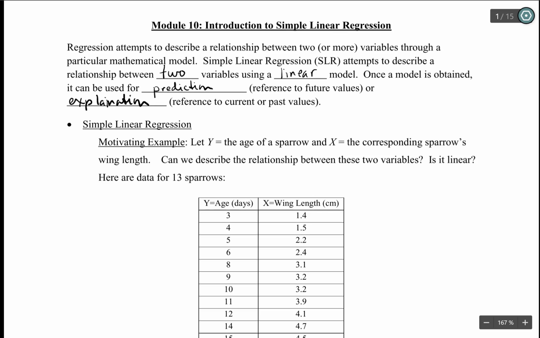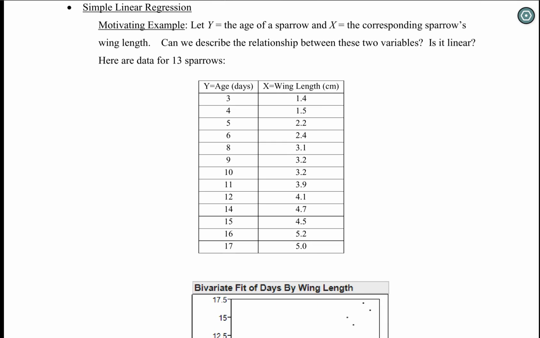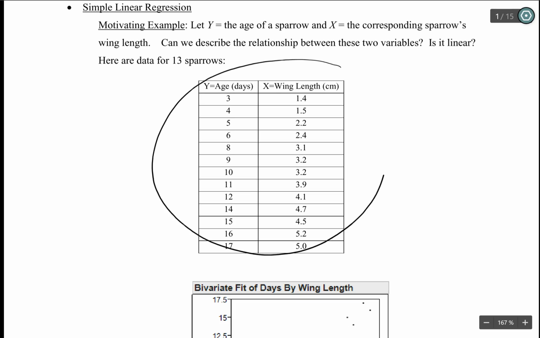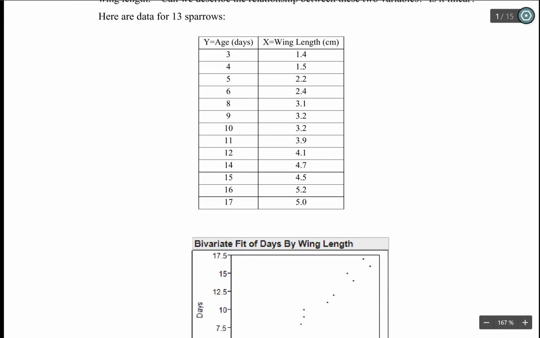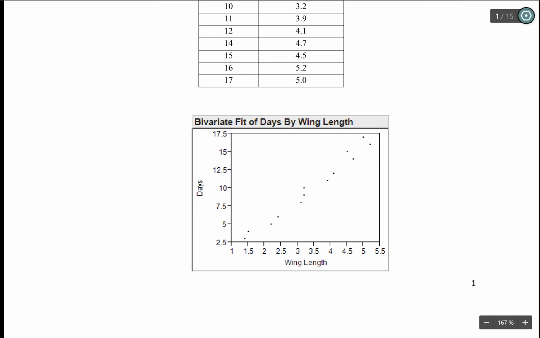All right, so simple linear regression. Let's motivate this with an example. Suppose that Y is the age of a sparrow and X is the corresponding sparrow's wing length. Can we describe the relationship between those two variables? Is it linear, this sort of thing? So here's some data we have for 13 sparrows from ages 3 to 17 and their corresponding wing length in centimeters. And here is the scatter plot of such data.